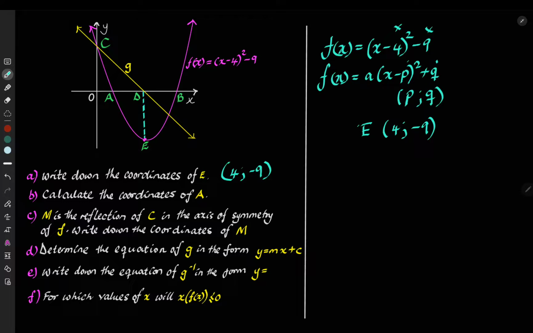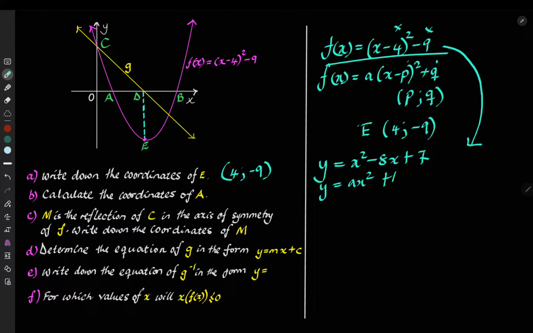Now let's suppose you were given this equation in expanded format. Let's say it was y is equal to x squared minus 8x plus 7. This is the format y is equal to ax squared plus bx plus c. If you're given it in this format and you're asked again to find the coordinates of E, the turning point, there are two methods. You can use calculus, but I'm not going to use calculus.